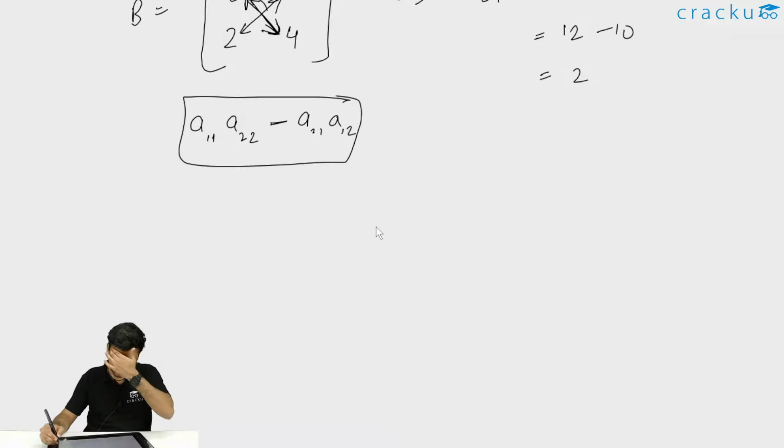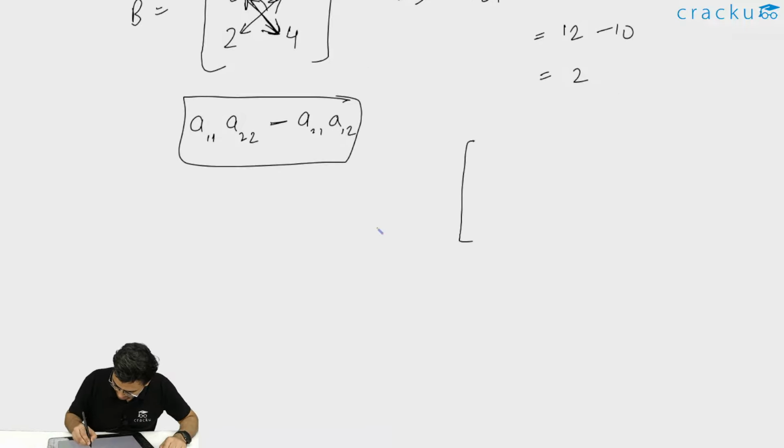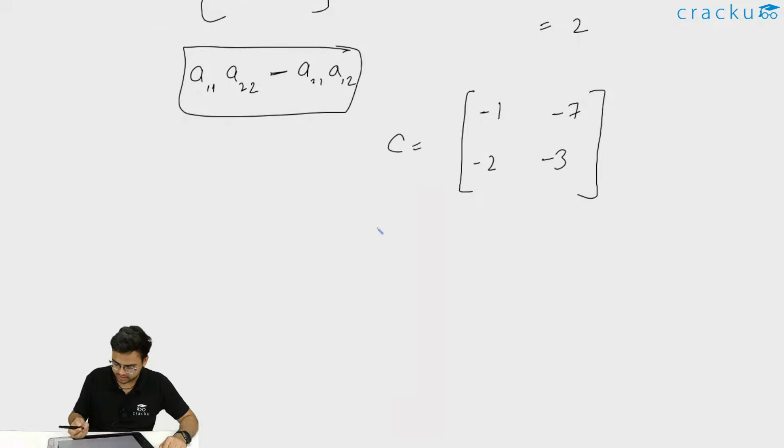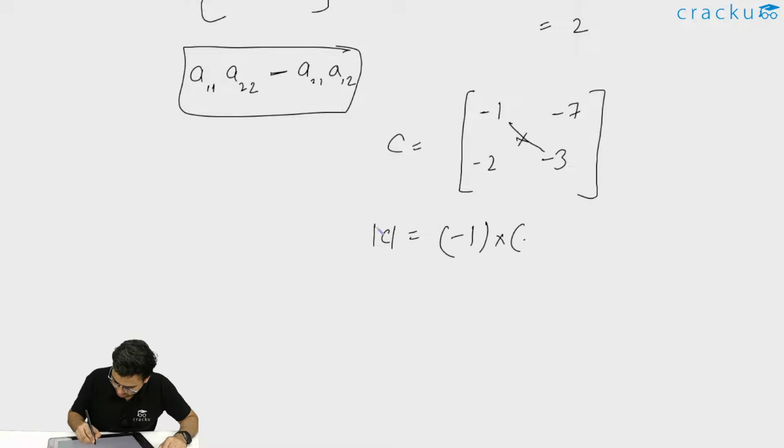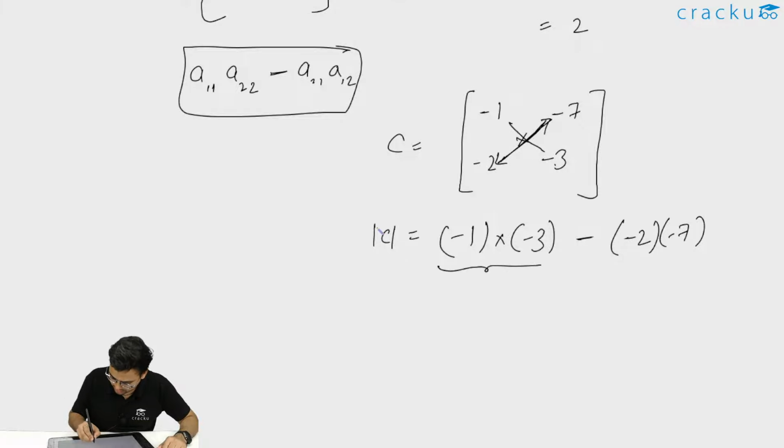Let's take one more example of a matrix with negative values. So this is minus 1, minus 7, minus 2 and minus 3. Let's say this is a C matrix. Again a similar case, determinant of C: you have to multiply these two values first. So minus 1 into minus 3, minus, now you multiply minus 2 into minus 7. Minus 1 into minus 3 is 3, minus, minus 2 into minus 7 is plus 14. So 3 minus 14, determinant of C is minus 11.